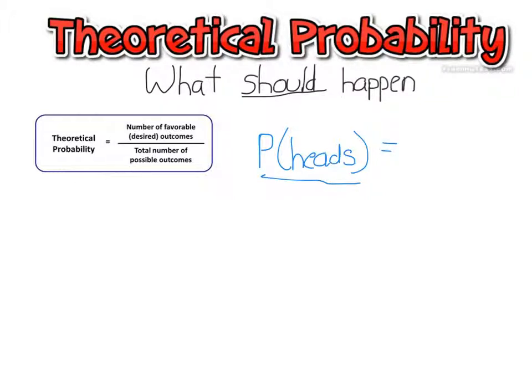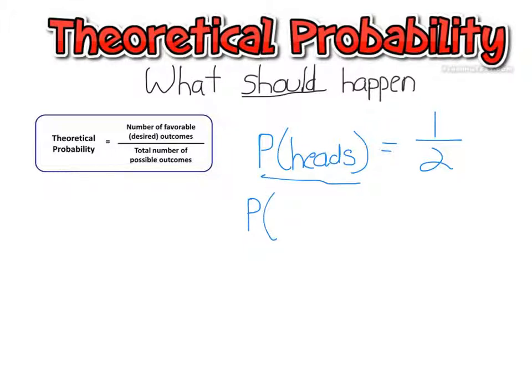This is really easy. Probability of heads, we already know it. So why is it 0.5 or a half? Because on the coin there is one head, so the number of ways I can get a head is 1. But there are 2 possible outcomes, heads and tails. So that's why it's 1/2.